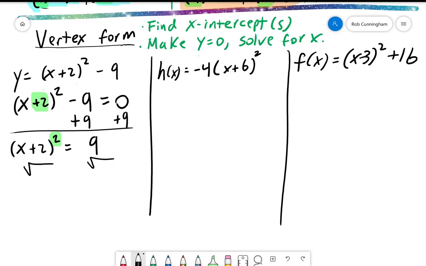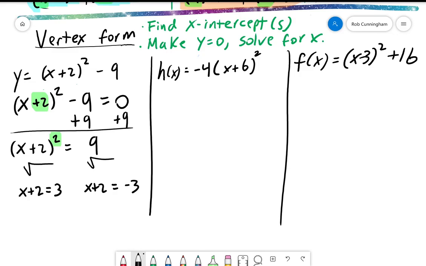All right, well on the left side, the square and the square root cancel out, so we get x plus 2. And then the square root of 9, what number can I multiply by itself to make 9? Well, 3. But there's another one. There is another number that you can multiply by itself to make 9. So x plus 2 must also equal negative 3. Think about it. Negative 3 times negative 3 is indeed positive 9.